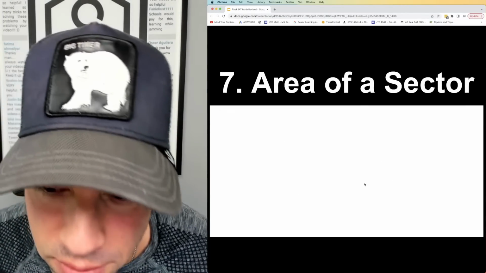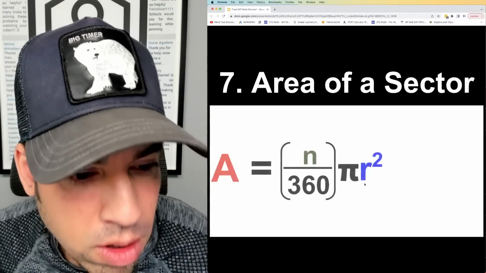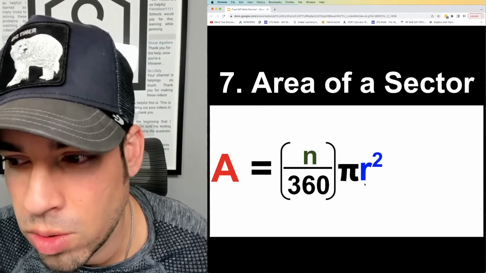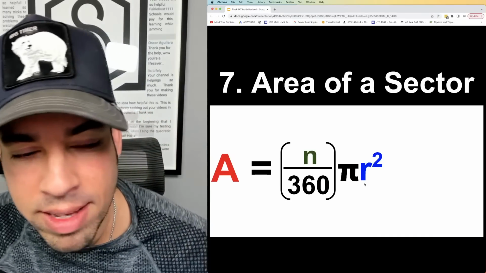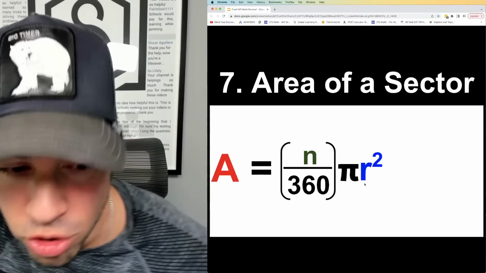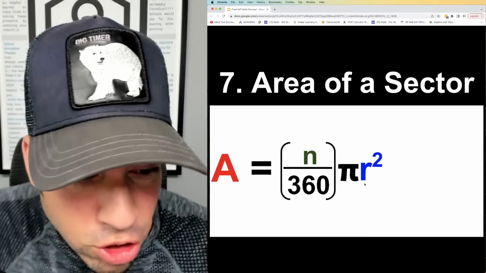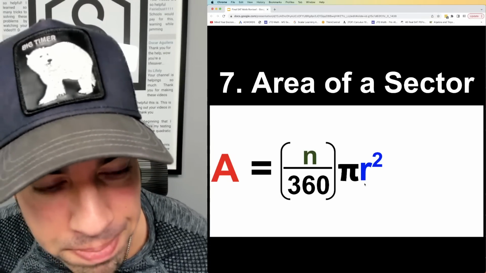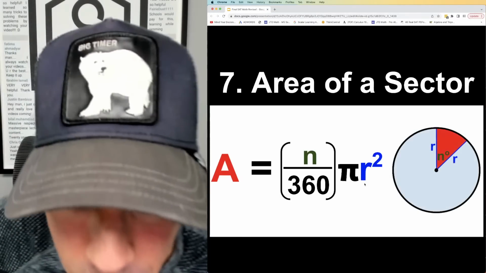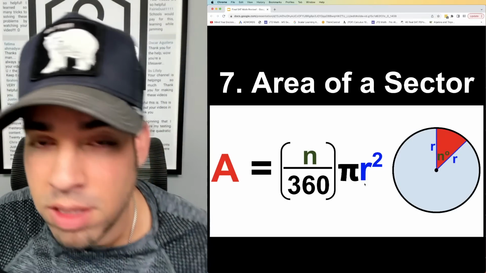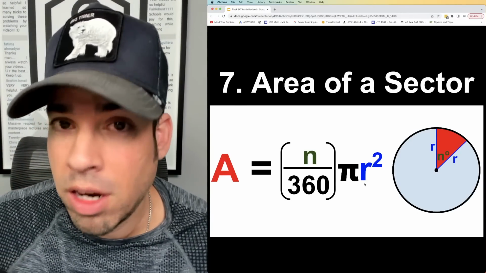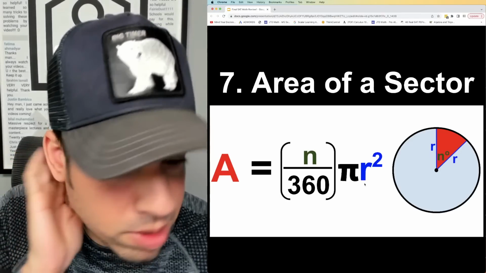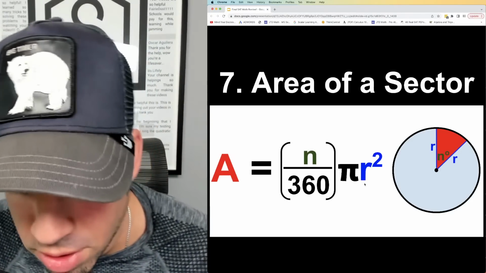Now we have the area of a sector, okay? That is similar to arc length because I'm taking the area of a circle, pi r squared, and I'm doing the same fraction multiplication, central angle over 360. So that's that. Here you can see what that looks like. It almost looks like a slice of pizza, right? That's the area of a sector. So we're taking that little piece of pizza, and that's how we're calculating the area.